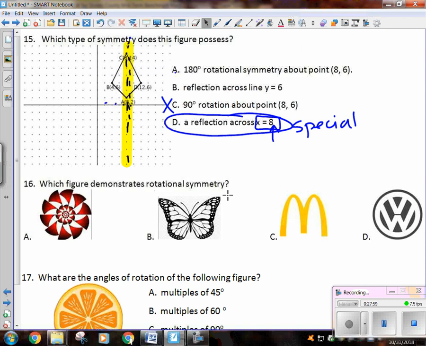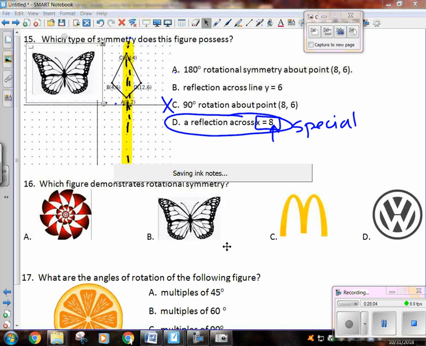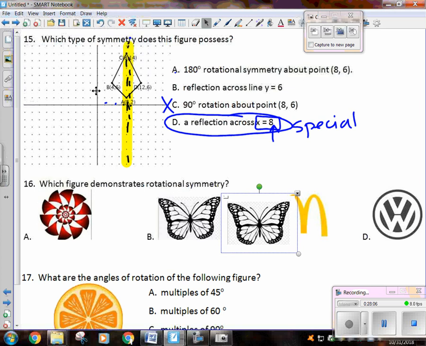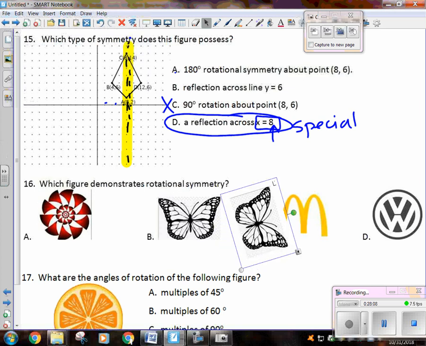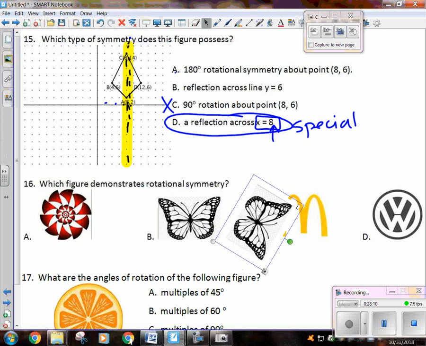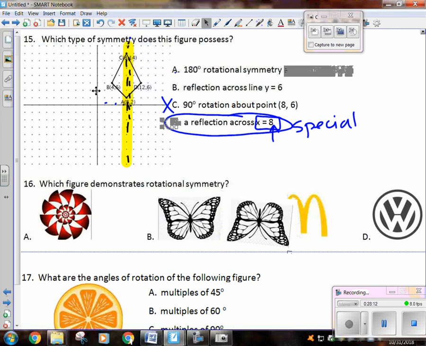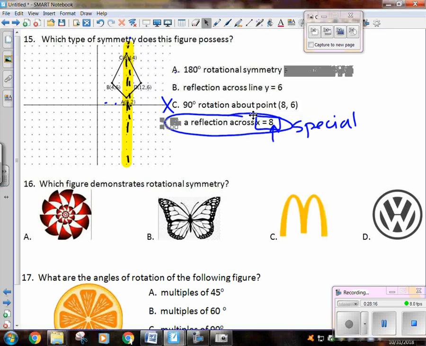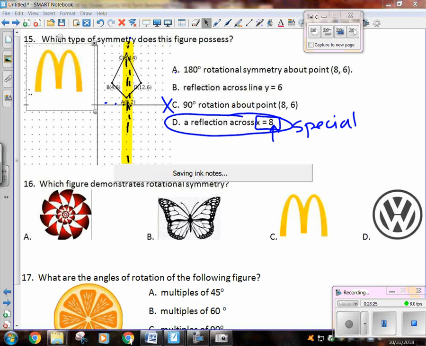Okay? What if I grab the butterfly? Does it have rotational symmetry? I hope that you remember that no, it does not. My butterfly, if I rotate it, does not look the same. No matter what angle. I can even go 180 degrees, it looks different. What about the, looks like the McDonald's M? Does it have rotational symmetry? No. If you did screen grab it, okay, remember, rotational symmetry, you've got to rotate it and it's got to be totally identical to the beginning.